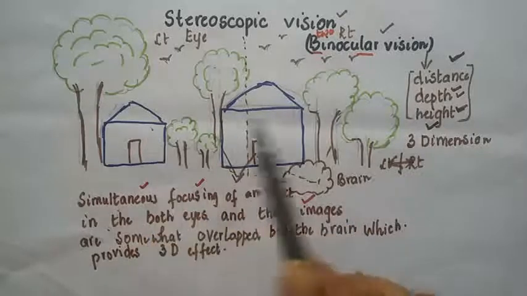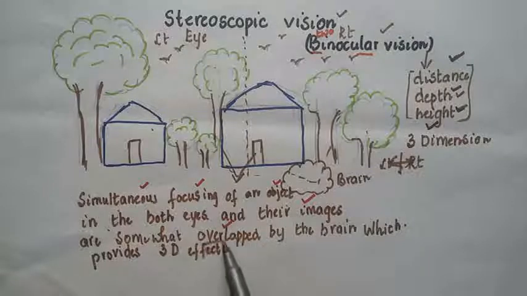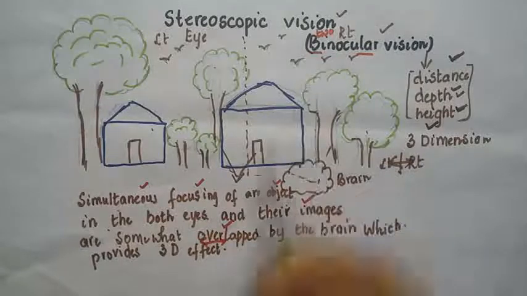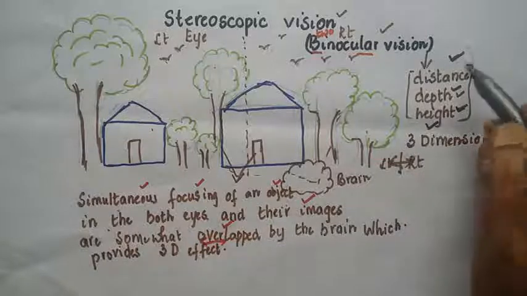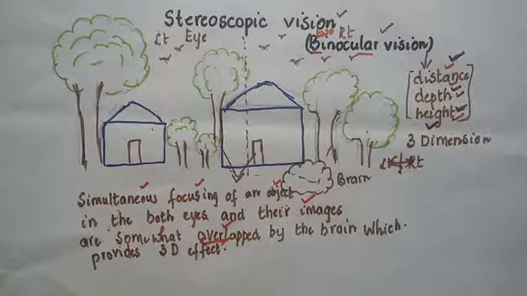Images of the left and right eye are somewhat overlapped by the brain, which gives us the 3-dimension of the object, due to which we are able to perceive the distance, depth and the height of the object. What do we call it? A binocular vision or a stereoscopic vision. Children, with this we complete about the human eye.